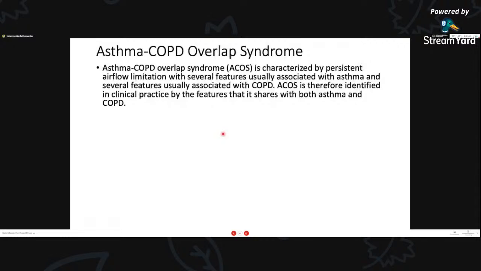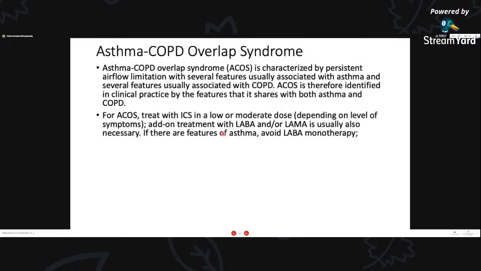In the 2015 publication, for these particular conditions it is more important for us to treat the asthmatic component as compared to the COPD component, because it has been shown that the risk of mortality from having mild asthma is higher as compared to COPD of various stages. So we treat with ICS in low to moderate dose, plus or minus LABA or LAMA.